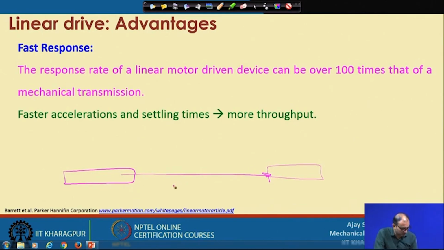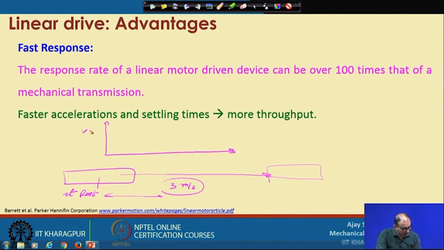with a speed of, consider, 3 meter per second, correct. So, initially it is at rest, and from the resting position to reach this particular location you have to spend some time, correct. If you see this graph, this is the velocity, then it will start and reach this part. Consider this is the 3 meter per second, then you have to spend some time here. So, this is called the settling time.